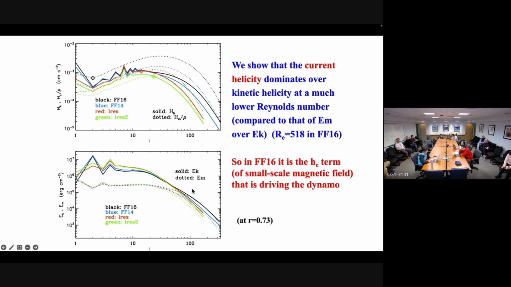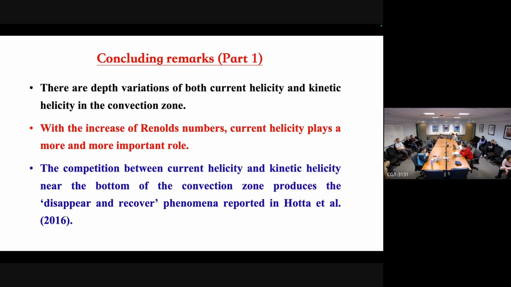So I'm trying to say that even though in our simulation for the highest Reynolds number case, our magnetic energy and the kinetic energy are roughly the same order, the current helicity has long dominated over the kinetic helicity over almost all scales. So that's the point. It's still the role of the small-scale magnetic field, because the alpha is controlled by the current helicity and the kinetic helicity, and the current helicity much more easily dominates over the kinetic helicity.